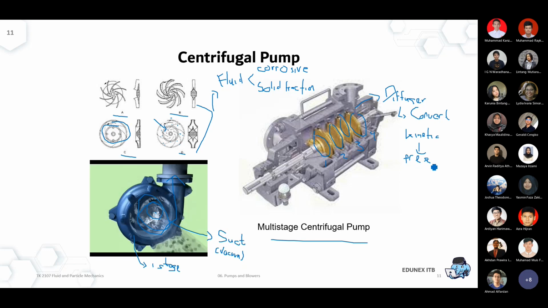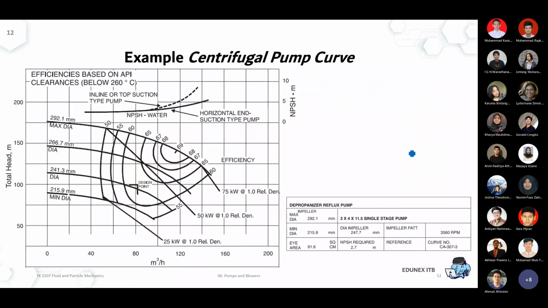So those are some of the main parts of the pump. Please be aware of where your feed is coming from. Then there's your impeller, your stages of impeller, and usually a diffuser to finally convert the high velocity into pressure, and then you have your outlet nozzle. Any questions so far before I continue to the example of the centrifugal pump curve, or is it understood?